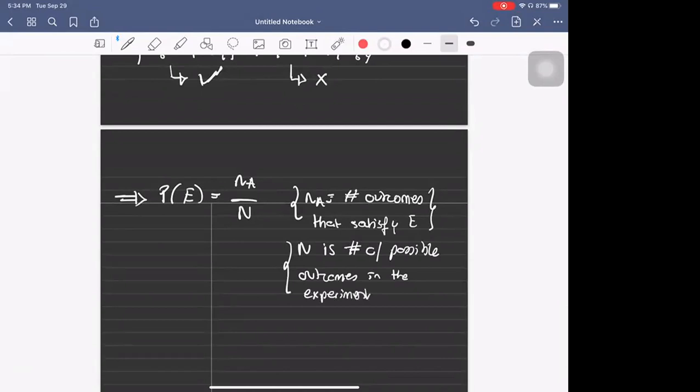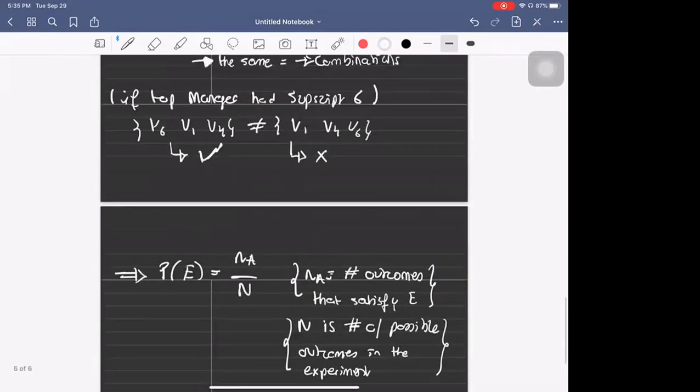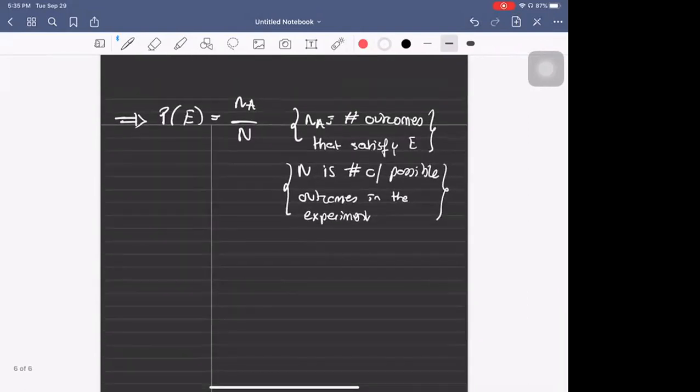This is fairly intuitive. It's just the basic definition of classical probability. If I roll the dice, the probability of getting a 1 is 1 over 6. That is the number of outcomes that satisfy the event of rolling 1, which is 1, and the number of possible outcomes, which is 6. So 1 over 6. Same thing here. So let's find N, which is the number of possible outcomes.